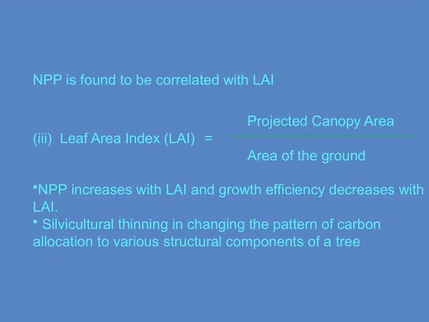This brings us to silvicultural thinning, which is a management practice that alters how carbon is allocated within a tree. By selectively removing some trees or branches, we can change the pattern of how carbon is distributed among the different structural components of the tree, like stems, leaves, and roots. All of these points tie back to our broader theme of understanding forest productivity and how we can manage forests sustainably. By manipulating LAI through practices like thinning, we can influence the overall productivity and health of the forest ecosystem.